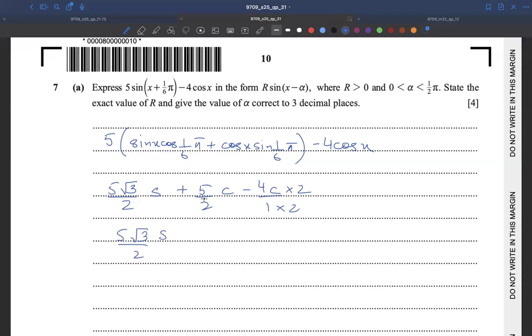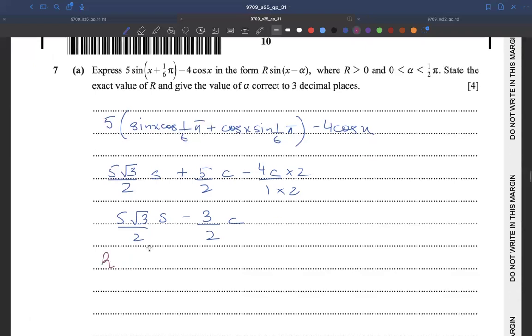And this will become plus 5 minus 8, which would be minus 3. So this will become minus 3 upon 2 cos x. Now, once we have our expression in this form, we know we can find r, which is equal to the square root of a squared plus b squared. So if we have a sine of x plus b cos of x, r is equal to the square root of a squared plus b squared.